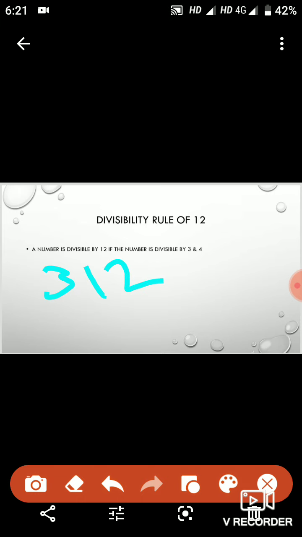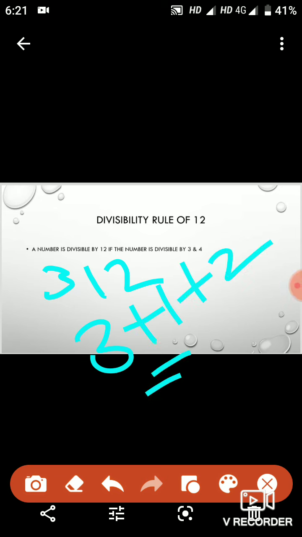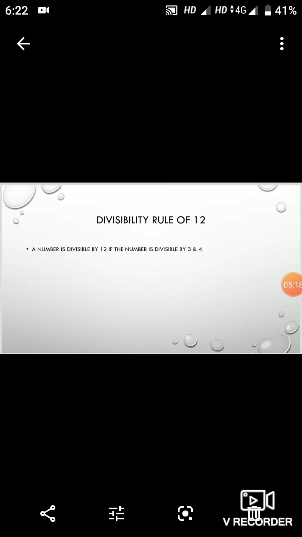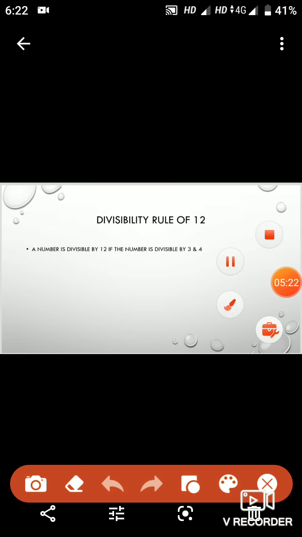312. Now, is this number divisible by 12? Let's find out. 3 plus 1 plus 2 will give me 6. So 6 is a multiple of 3. So yes, as the sum is divisible by 3, the number is also divisible by 3. Okay, the number is divisible by 3.